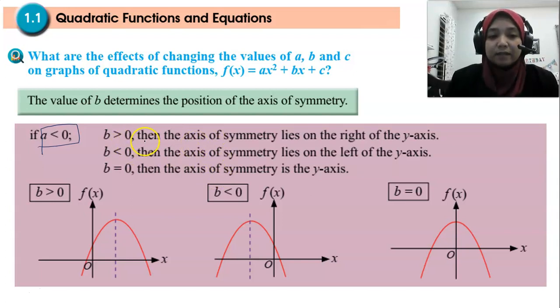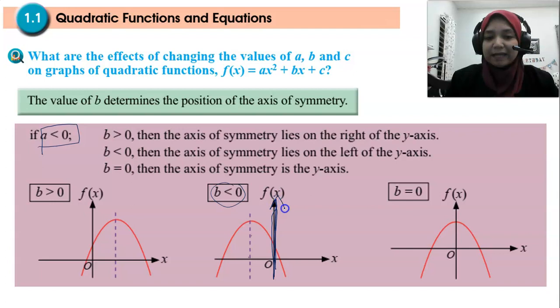So, B greater than 0, then the axis of symmetry lies on the right of the y axis. So, tadi when A greater than 0, B greater than 0, dia on the left hand side kan? So, now for A less than 0, B dia opposite position of axis of symmetry dia. When B greater than 0 means dia on the right hand side. Okay, when B less than 0, so your graph will be on the left hand side because the axis of symmetry is on the left of Y axis.